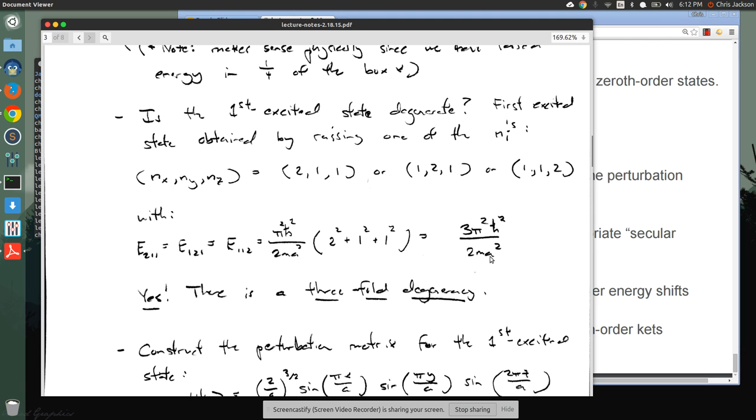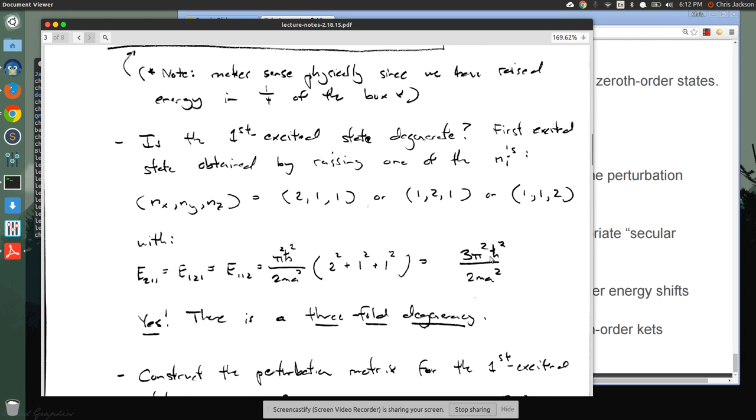That means that we're going to have to apply degenerate perturbation theory, and the first step is to construct the perturbation matrix for this first excited state. So if I have a threefold degeneracy, we have to construct the matrix. What are the dimensions of this matrix?